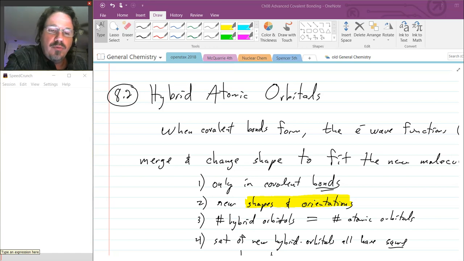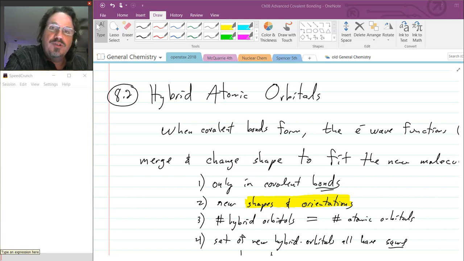Atomic or hybrid atomic orbitals. The whole point of hybrid atomic orbitals is to address the question of geometry. You see, I'm trying to overlap atomic orbitals to make covalent bonds. The trouble is, atomic orbitals come in s's and p's and d's and f's, and those are 1, 2, 4, and 8 lobed orbitals that don't lend themselves very well to a tetrahedral or a trigonal bipyramidal, or those electron geometries that we've seen.